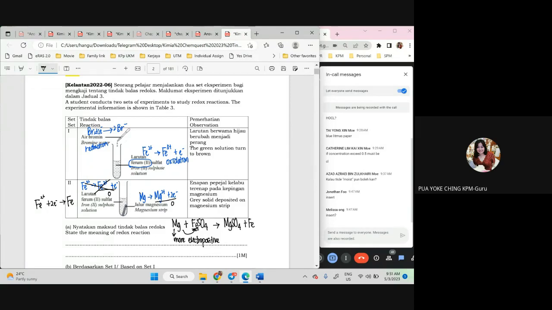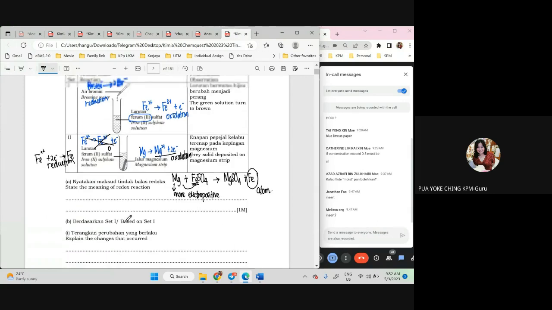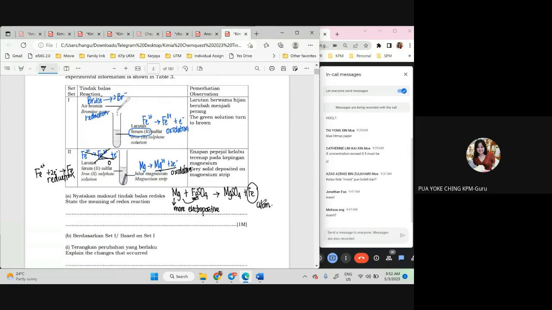Okay, not necessary sama macam atas. Okay, because this one, this is atom. Okay, so this is reduction. Then sini oxidation. So reactions only occur, okay, dia mesti oxidation and reduction at the same time. Okay, so terangkan kenapa. Okay, explain the changes. Maksudnya you buat je. Tulis balik apa yang berlaku.